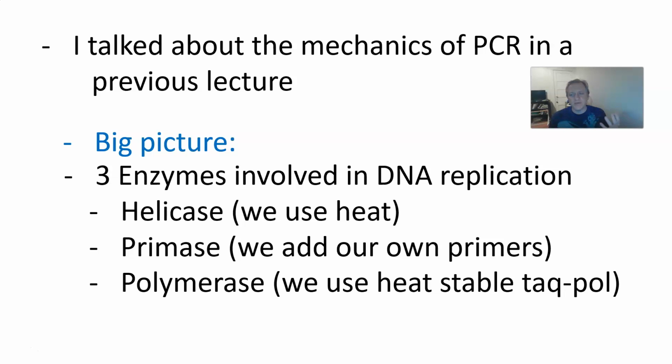The final enzyme involved in DNA replication is DNA polymerase. And again, because we're heating up our DNA to get so hot, we have to use that heat stable polymerase that we call Taq polymerase. Taq polymerase is polymerase from the bacteria Thermus aquaticus, the extremophile. That was a question in the lab. Why doesn't our polymerase get disrupted or get denatured by the heat? And it's because we use heat stable Taq polymerase. Pretty cool stuff.